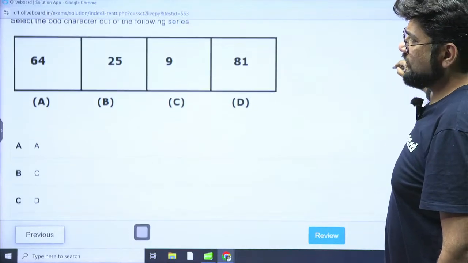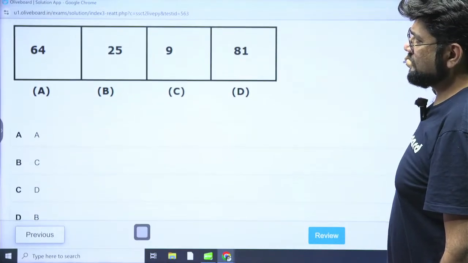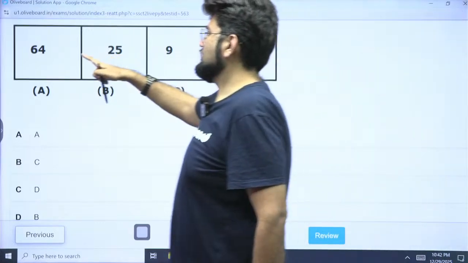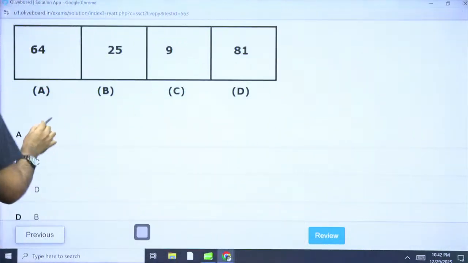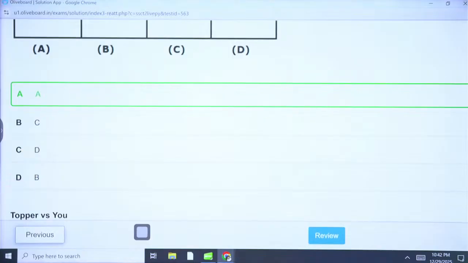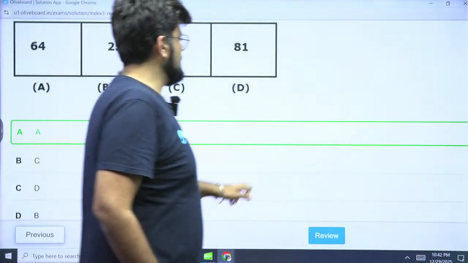Next. Odd one out of the following series. 64, 25, 9, 81. They are all perfect squares. 64 is the only even perfect square. Also, it is the only one that is both a cube and a square. So 64. Option A. 26 seconds.